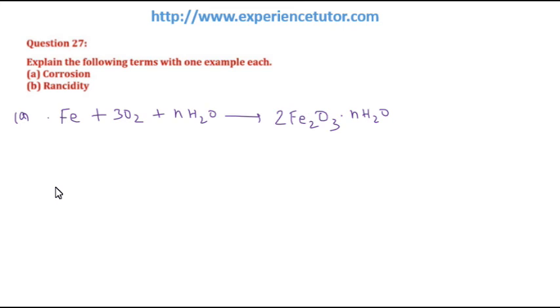Rancidity, the process of oxidation of fat and oils that can be easily noticed by change in taste and smell, is known as rancidity. For example, the taste and smell of butter changes when kept for a long time. Rancidity can be avoided by storing food in airtight container, storing food in refrigerator, adding antioxidants, storing food in an environment of nitrogen.